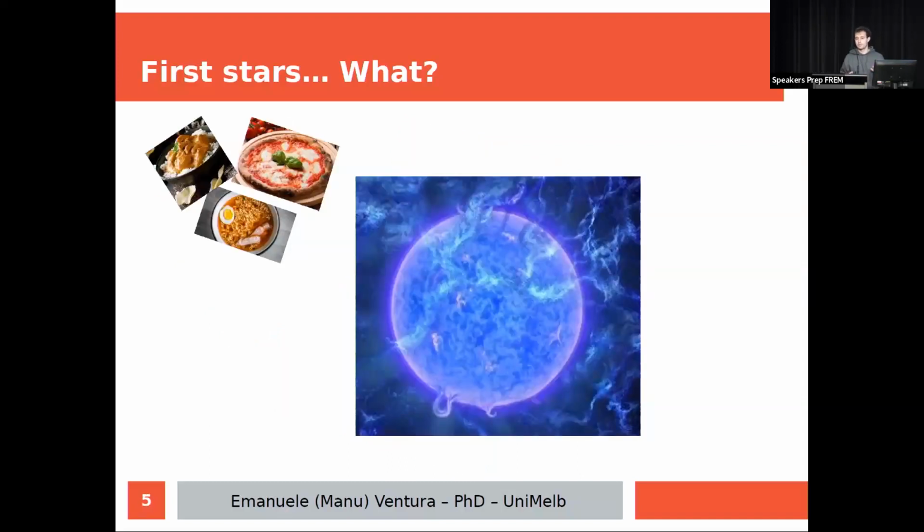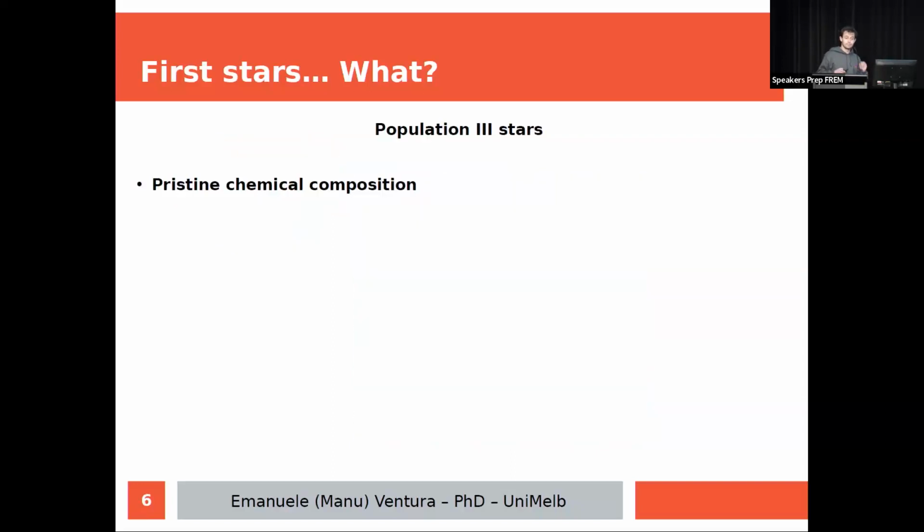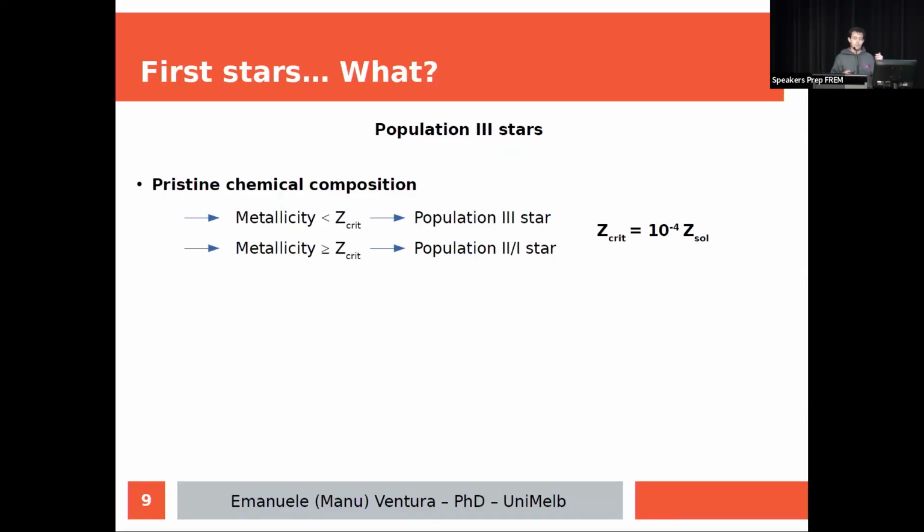So what are population 3 stars? By definition, pop 3 stars are stars with a pristine chemical composition. This means that they have no metals or very little metals. So it means that they're basically made of hydrogen and helium, the only products of Big Bang nucleosynthesis. And from a practical point of view, what you are going to do is to define a critical metallicity, Z crit, and all the stars that have a metallicity lower than this value will be pop 3 stars, otherwise they will be pop 2 stars. And throughout this work, we will set this critical metallicity to the value of 10 to the minus 4 solar metallicity.